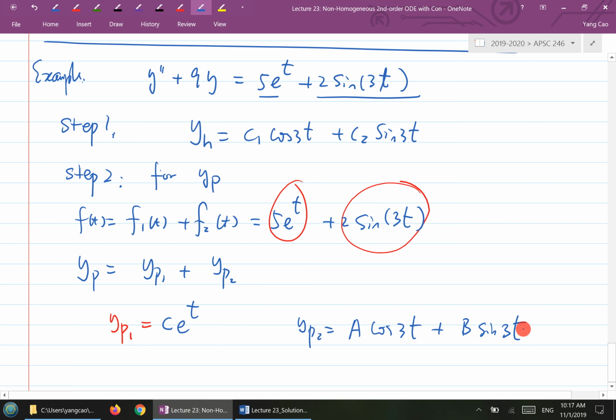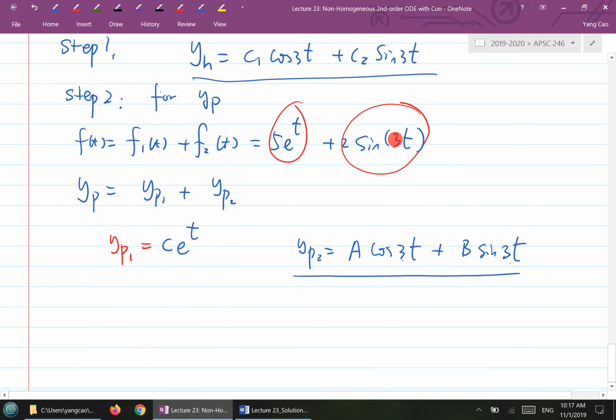But here's the problem now. If you look at your guess here and compare to your homogeneous general solution, what happens? 3, 3, 3, 3. You all have 3 here. So this yp is not anything new. It's actually part of this yh, right? So what do we do? We modify it using the second rule, the modification rule.